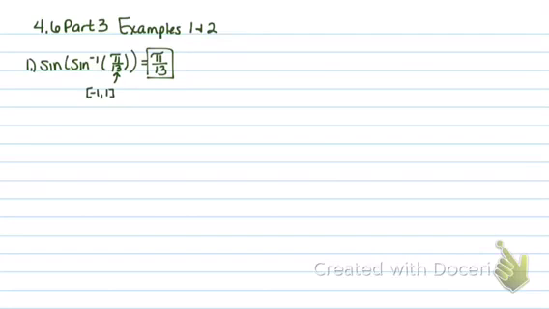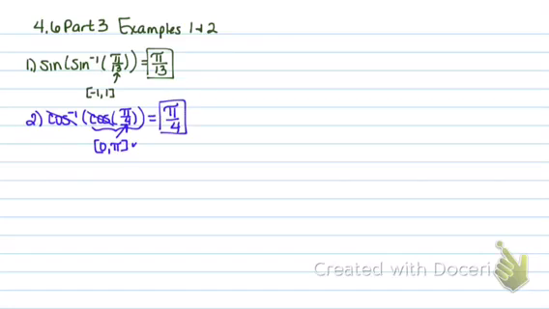Alright, so how about number 2? Number 2 says we're going to take the inverse cosine of pi over 4. Alright, this is cosine inside, so we got to make sure that number there is between 0 and pi. Is it? Yes. So therefore, that lets us say the inverse cosine and cosine will cancel, and we just get pi over 4.